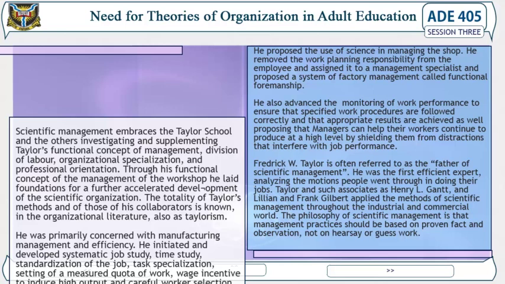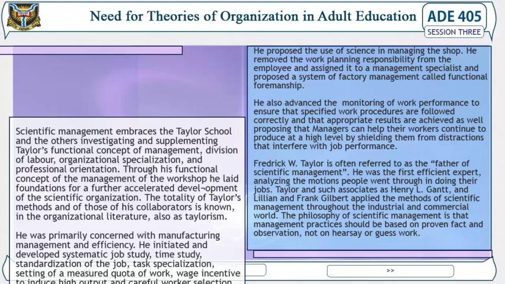Through his functional concept of the management of the workshop, he laid foundations for a further accelerated development of the scientific organization. The totality of Taylor's methods and of those of his collaborators is known in the organizational literature also as Taylorism. He was primarily concerned with manufacturing management and efficiency. He initiated and developed systematic job study, time study, standardization of the job, task specialization, setting of a measured quota of work, wage incentive to induce high output, and careful worker selection and training.